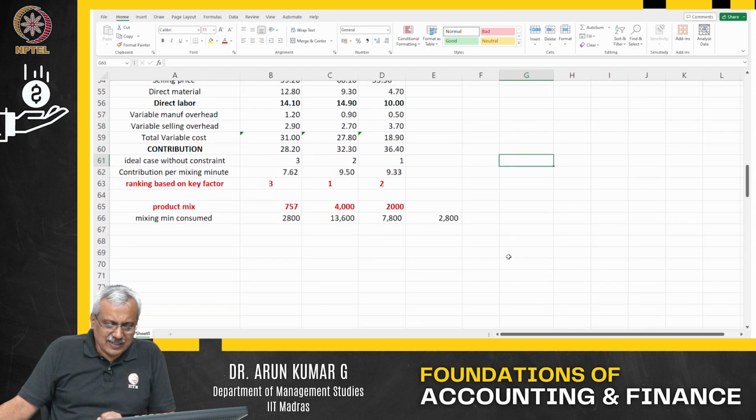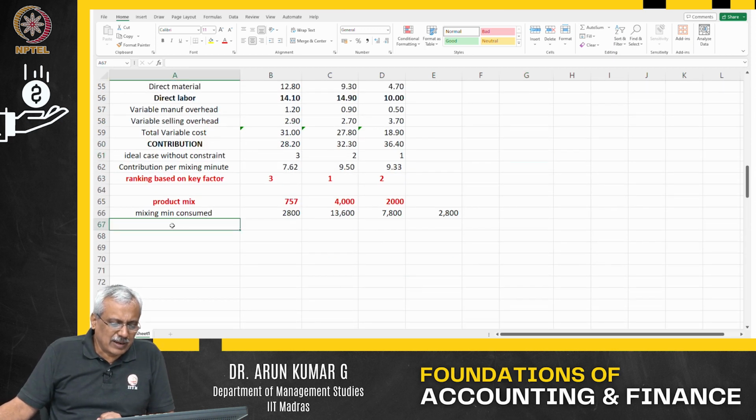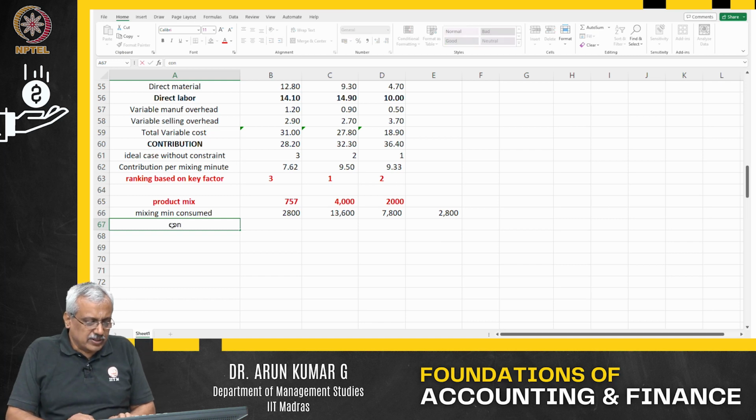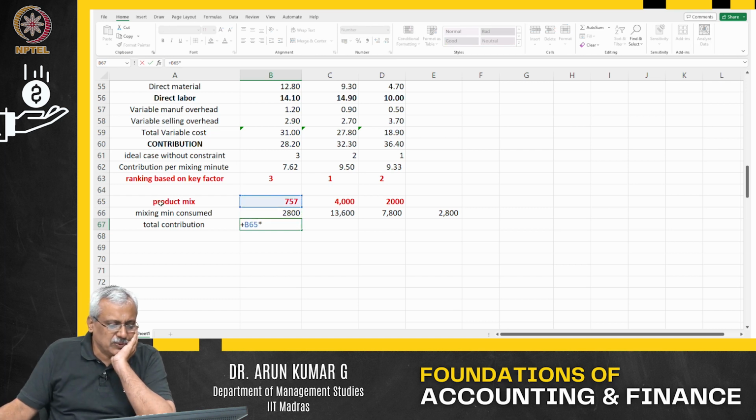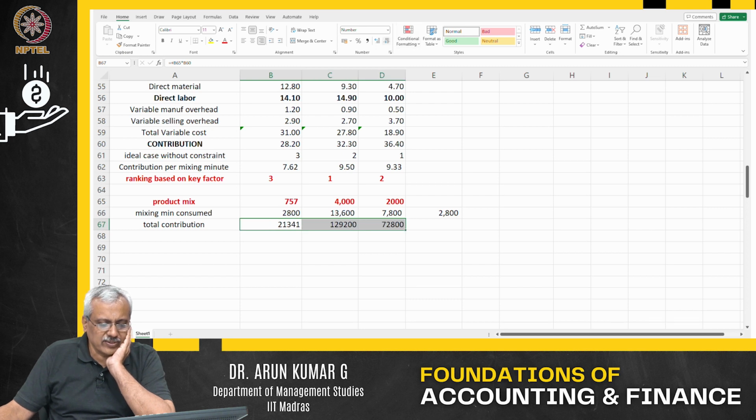You can ask, sir, what is the maximum profit contribution? The total contribution is going to be this into the contribution per unit. I am going to look at this contribution in all these cases, and the total contribution is going to be the sum of all these 3 put together.